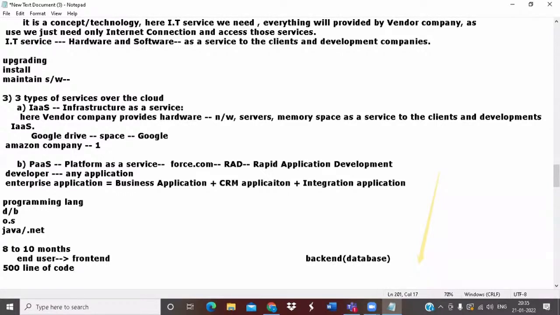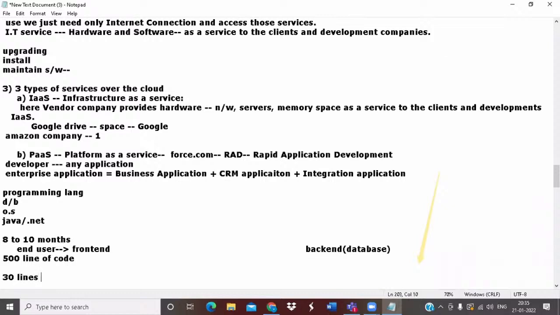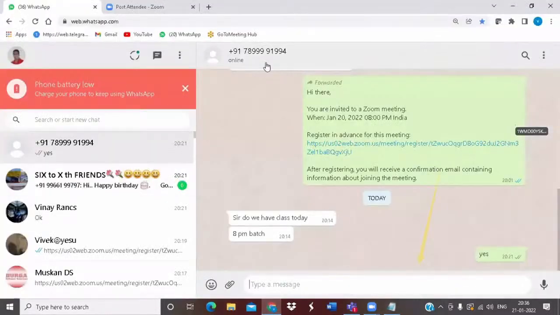I want to insert data through a form. Whatever data I enter in the form finally gets stored in the backend database. If you want this functionality in Java or .NET, the developers need to write a minimum of 500 lines of code. But the same kind of functionality we can get through the Force.com platform within 30 lines of code. Understand, all of you? Only 30 lines. The program length decreases that much. I will show you right now.